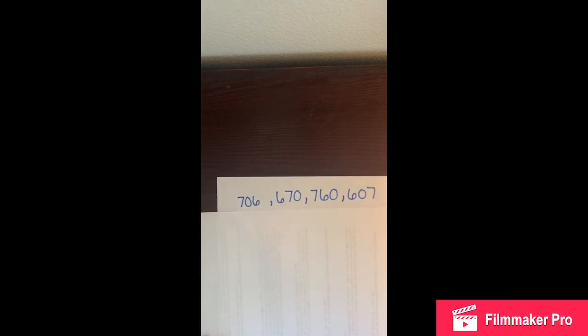Okay, so moving in, we are going to start off with a series of numbers. If everyone would grab out a piece of paper and a pencil, I'll give you one moment. All right, is everyone ready? Okay, can I see a thumbs up? Okay, perfect. So if you would like to write down these numbers here. We have 706, 670, 760, and 607.